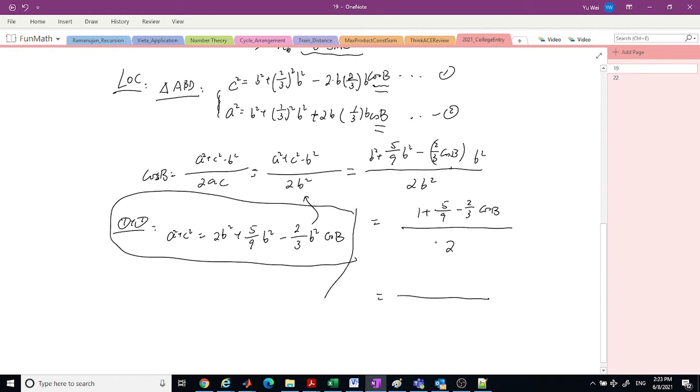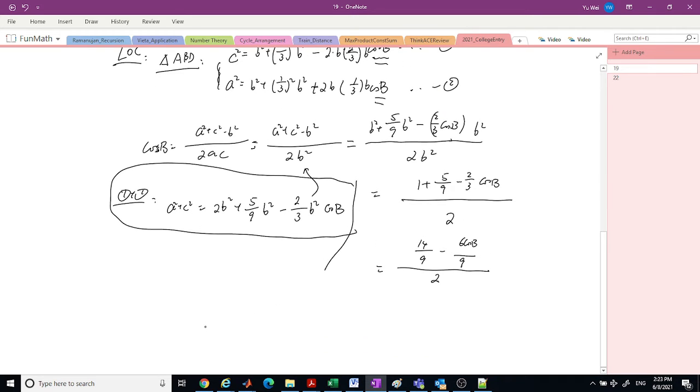Then this one equals 9 over 14, right? It is 9 over 14 minus the 9 over 6 cosine b divided by 2. Okay, so now we have 18 cosine b equal to 14 minus 6 times cosine b. Then we have 24 cosine b is equal to 14. So cosine b is equal to 7 over 12, right? Okay, so next question.